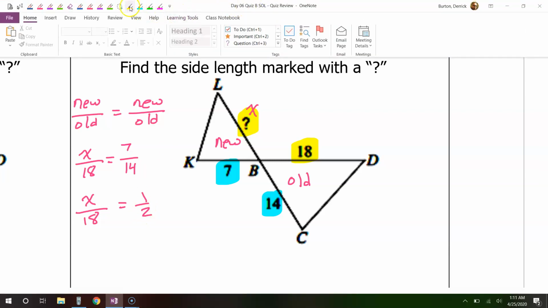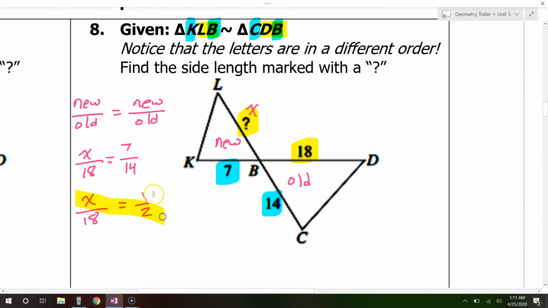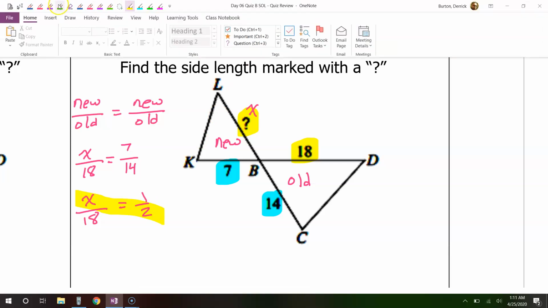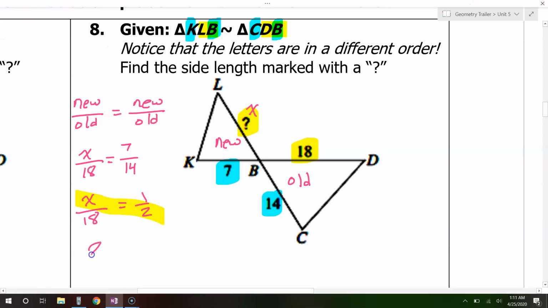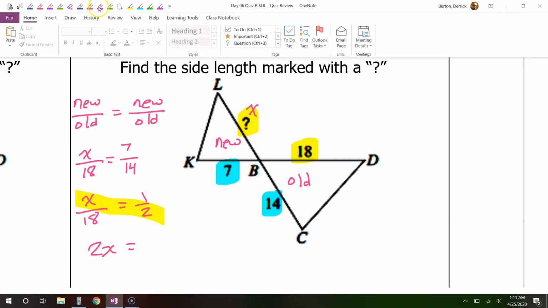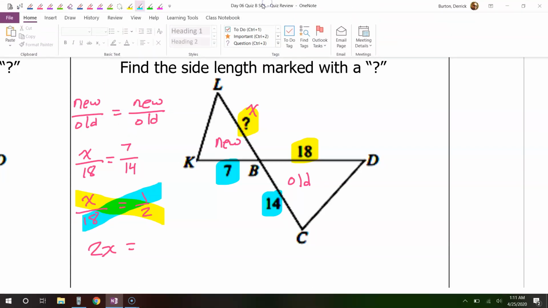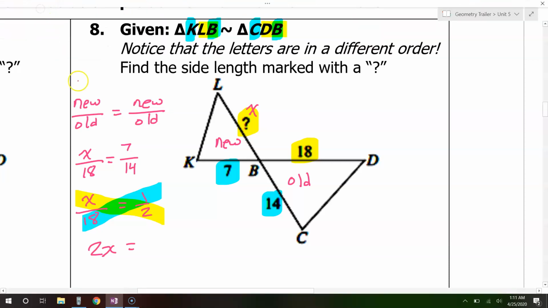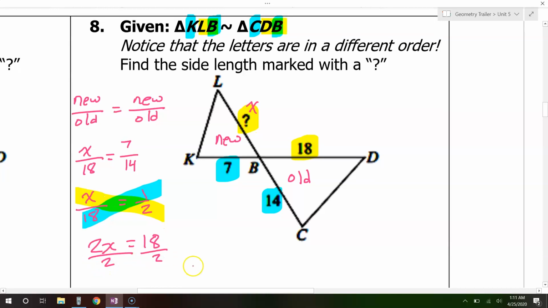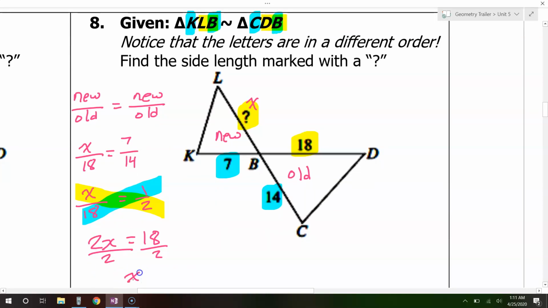Then we're going to cross multiply. So if I look at this diagonal, that's going to give me 2x equals. And obviously the other diagonal, now that I reduced, I don't need a calculator because 18 times 1 is just 18. So when we divide both sides by 2 to get x by itself, we find that x is equal to 9.